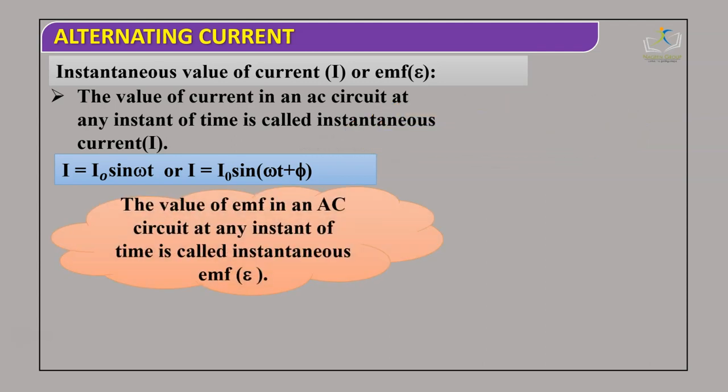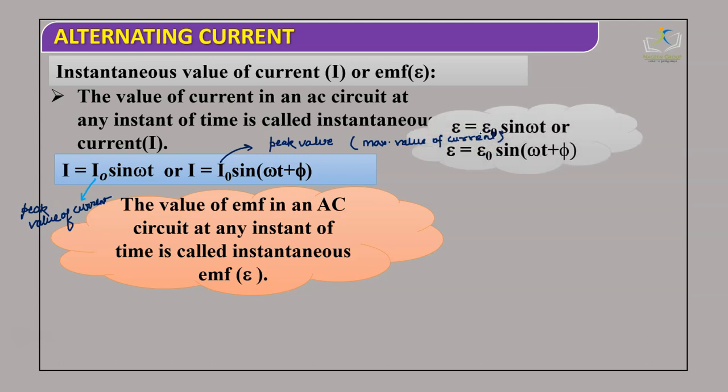The value of EMF in an AC circuit at any instant of time is called the instantaneous value of E. Here, as you can see, a term appears, that is I naught. This I naught is nothing but the peak value of a current. This is also called the maximum value of current.